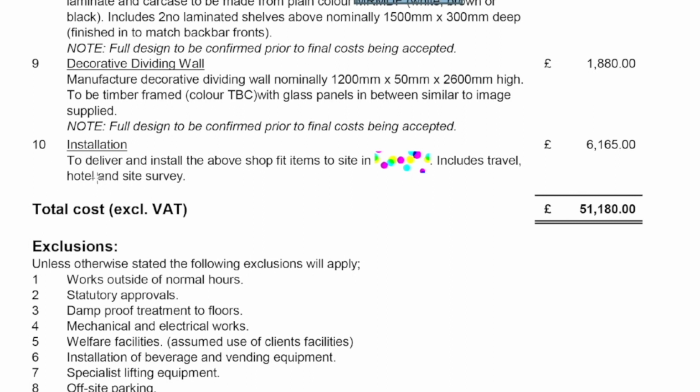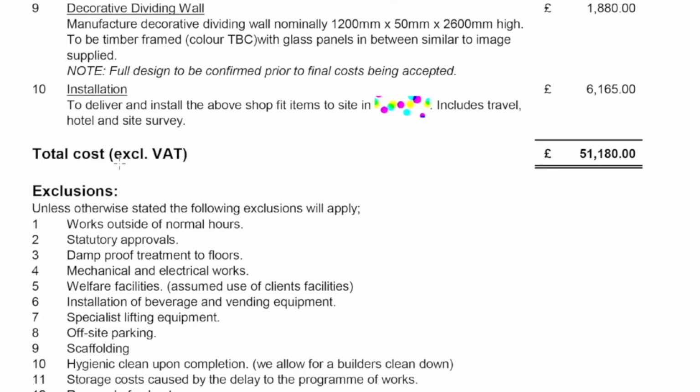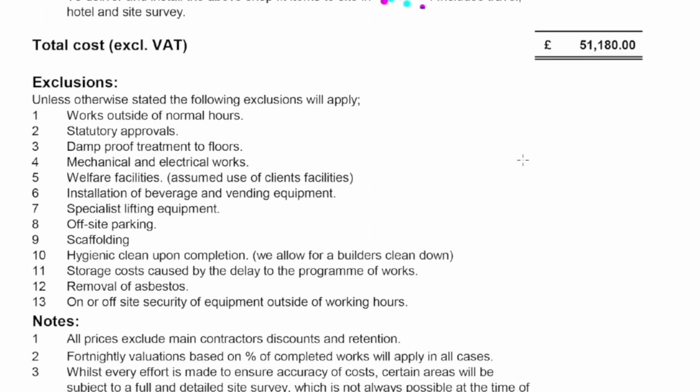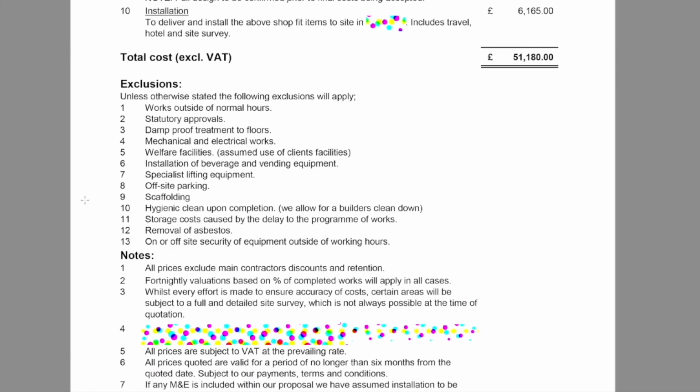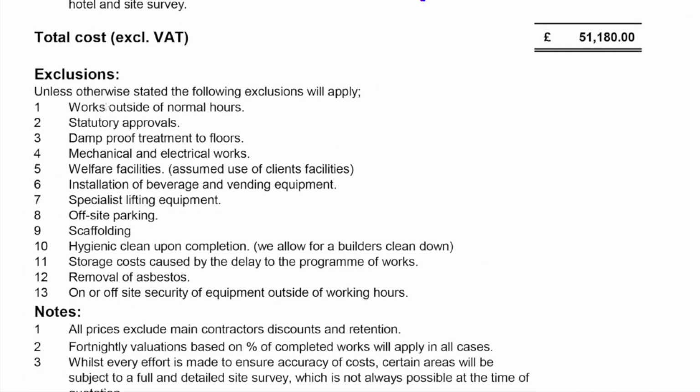So to deliver and install above items, including travel, hotel, and site survey. Okay, so they have actually included the site survey, travel, and hotel in here instead of prelims. So that's another chunk of money there. And total, excluding VAT, is just over £50,000. So contractors love to state exclusions. So this is all of the things that they haven't allowed for, which again, is helpful, but needs to be paid attention to.